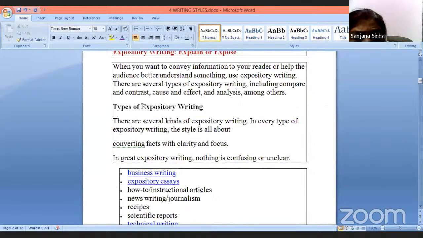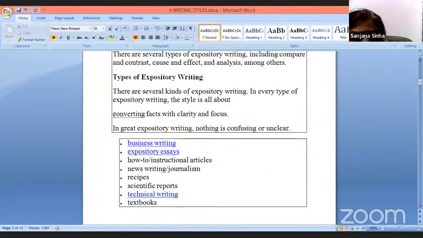The question is, what are the types of expository writing? Question: what are the types of expository writing? So this answers the question. There are several kinds of expository writing. Make a question and write the answer.